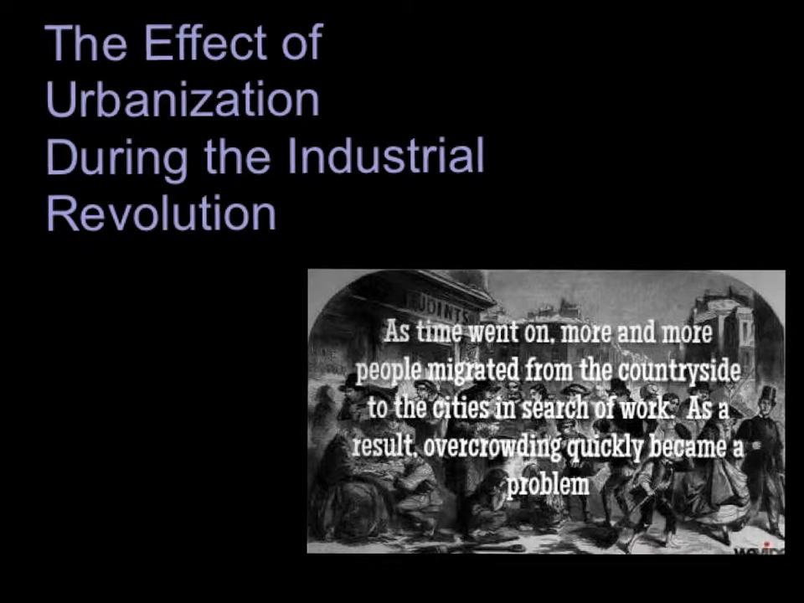The start of urbanization was due to new technologies and more factories. Both of these things required more workers, which forced people to move from farmlands to the city. This massive movement signified a huge transitional period for the United States. As a result of people migrating more and more in search of jobs, overcrowding quickly became a problem.